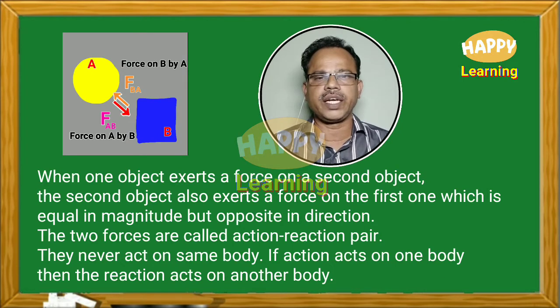When one object exerts a force on a second object, the second object also exerts a force on the first one, which is equal in magnitude but opposite in direction. The two forces are called action-reaction pair. They never act on the same body. If action acts on one body, then the reaction acts on the other body.